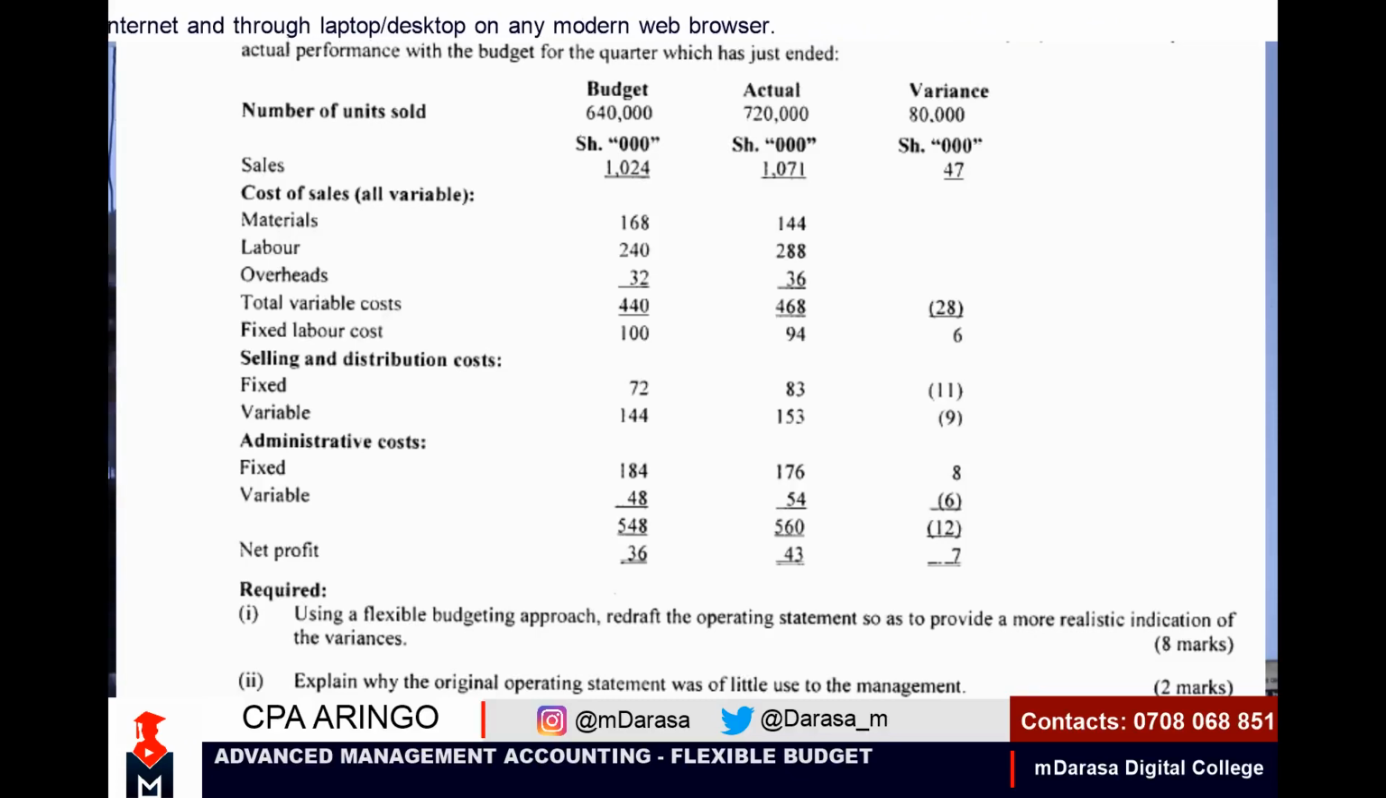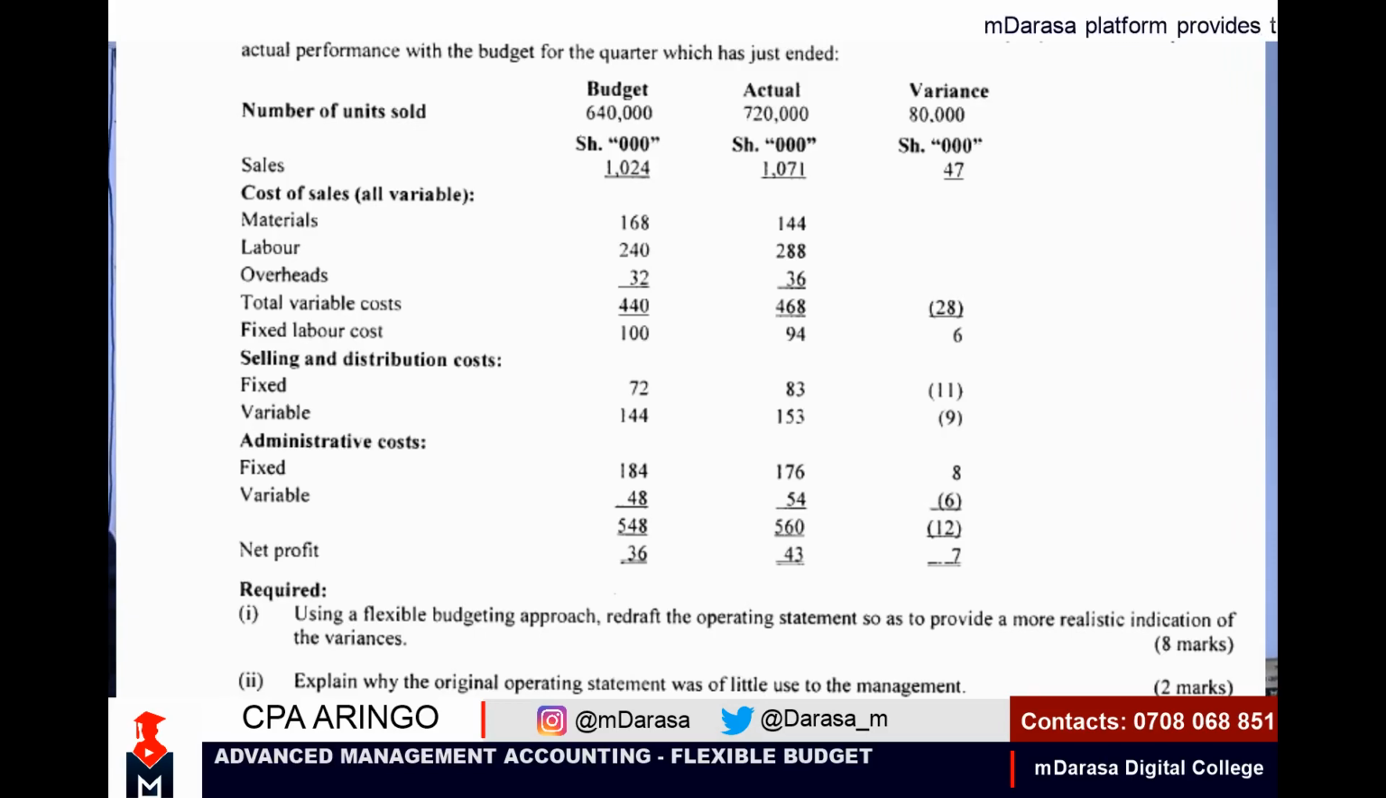So, number one component, I'm given what? If you are together, the first variable I'm seeing is material, right? We do have material, so I should be talking of our material. Budget figure I'm given how much? 168. Then labor, variable. Budget figure I'm given is how much? 240. Then overheads, OHDs, I'm given a figure of how much? 32. Good.